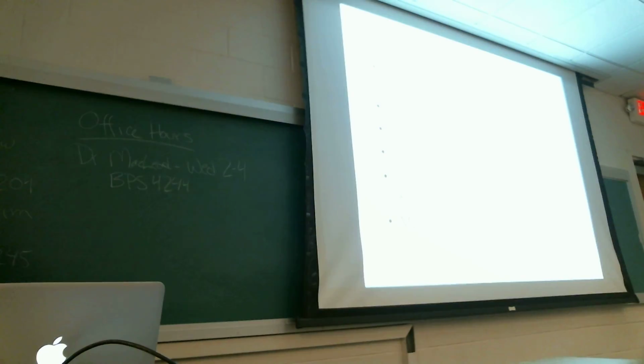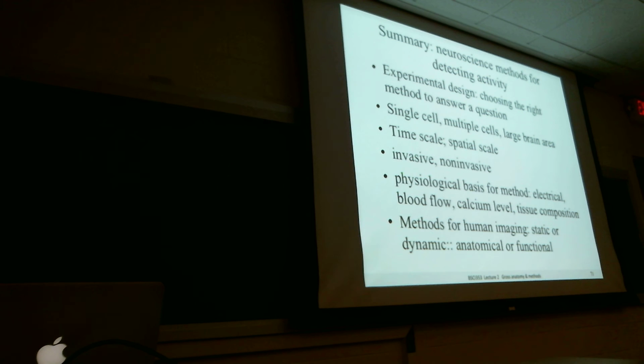Okay, so what do I need you to get from this lecture about methods? We went through a lot of different things. Okay, and so the basic idea is that you need to understand how experimental design determines which method you're going to choose. Are you trying to record from single cells, multiple cells, or from a large brain area or whole brain? What time scale are you trying to get information? What spatial scale? Do you need an invasive technique or a non-invasive technique?